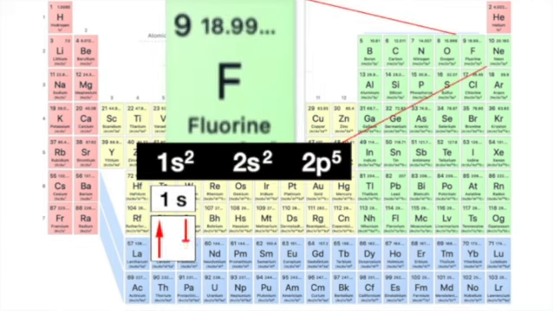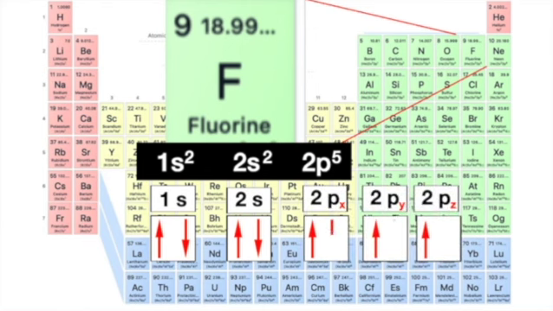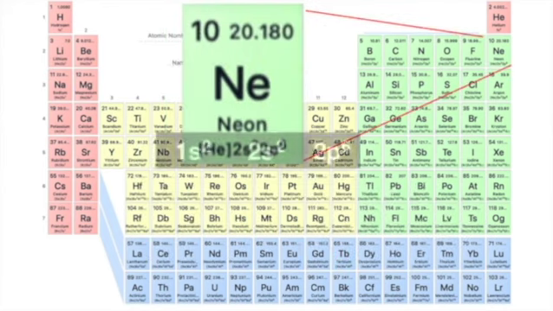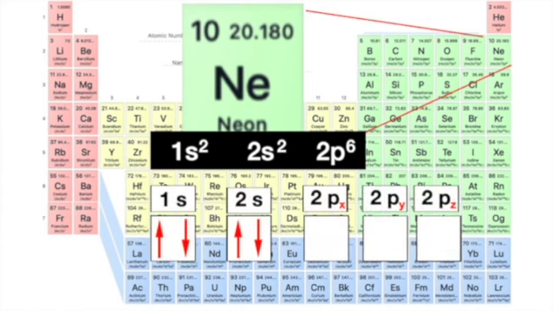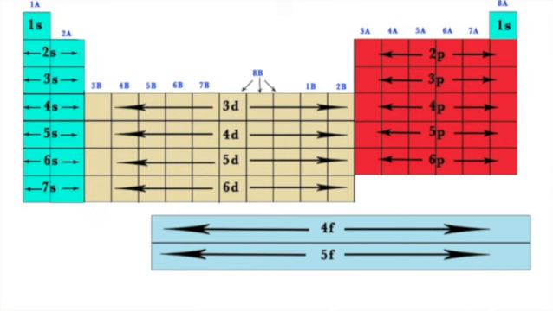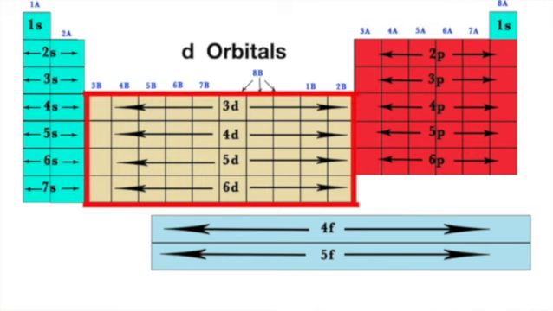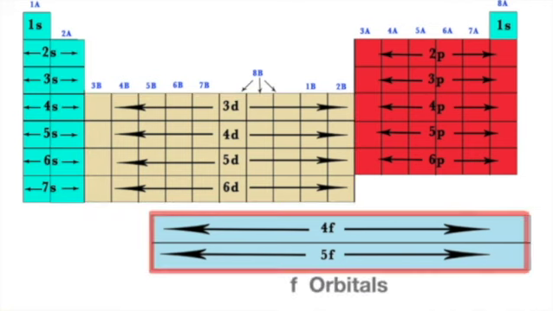Fluorine with 9 electrons fills the 1s, 2s, then the 2 electrons pair the 2p orbitals as shown. Neon with 10 electrons fills all the orbitals, resulting in a noble gas, like helium, that is chemically inert. In summary, the elements of the periodic table are grouped based on the 4 quantum numbers filling the s orbitals, the d orbitals, the p orbitals, and the f orbitals.